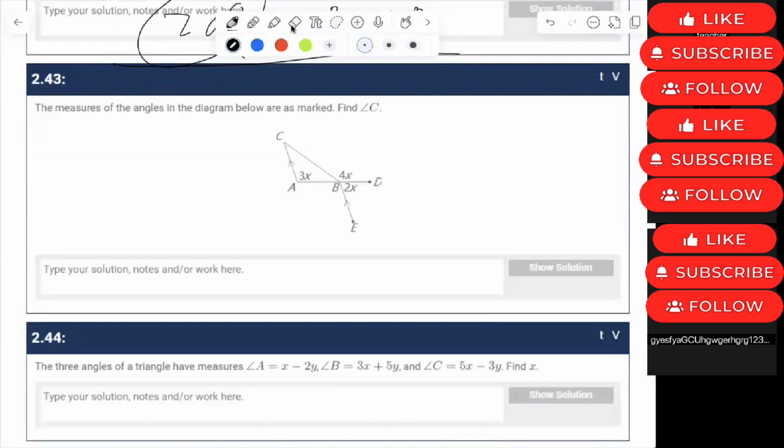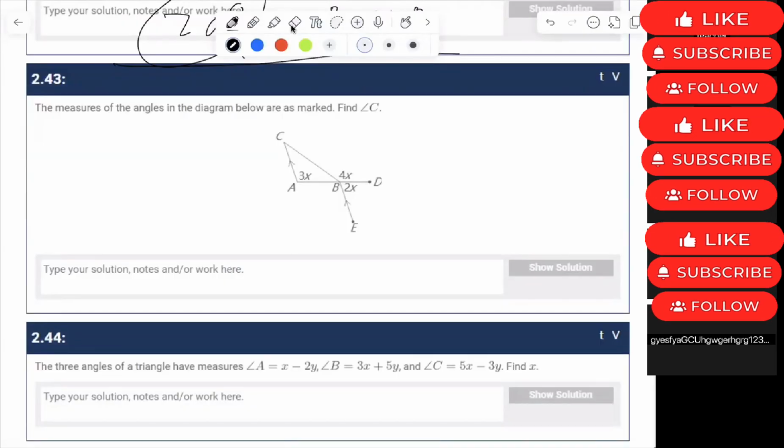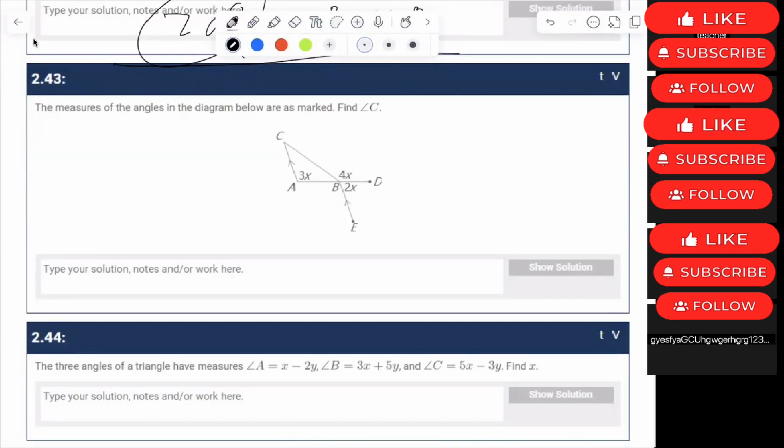Let's move on. The measures of the angles of the diagram below are as marked. Find C. Let's give a try on this question and tell me your answer in chat.